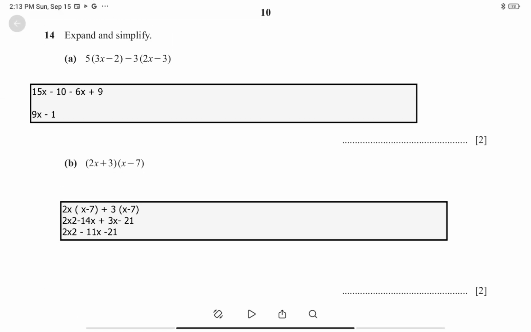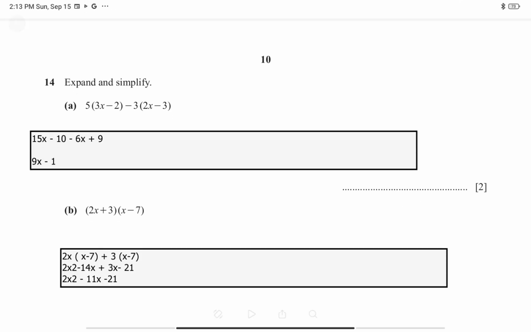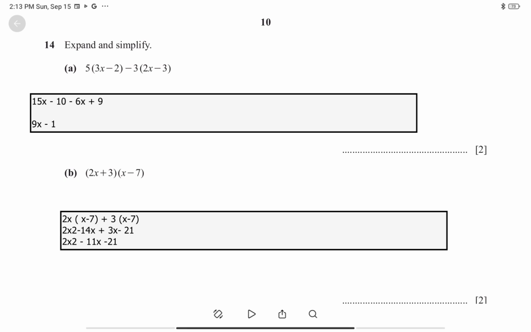Okay, let's move on to question 14. Expand and simplify 5 times (3x minus 2) minus 3 times (2x minus 3). So 5 times 3x is 15x, minus 5 times 2 is 10. Minus 3 times 2x is 6x, and minus minus 3 times 3 is plus 9. 15x minus 6x is 9x, and minus 10 plus 9 is minus 1.